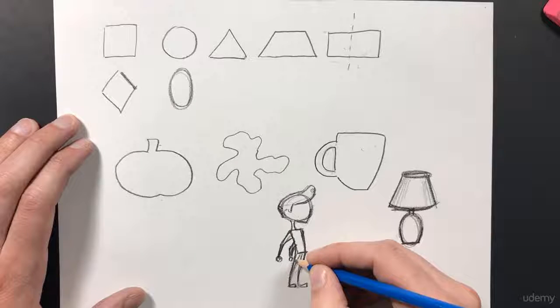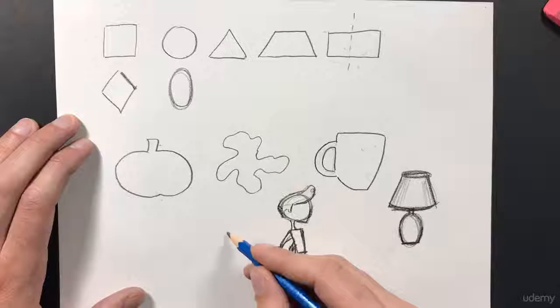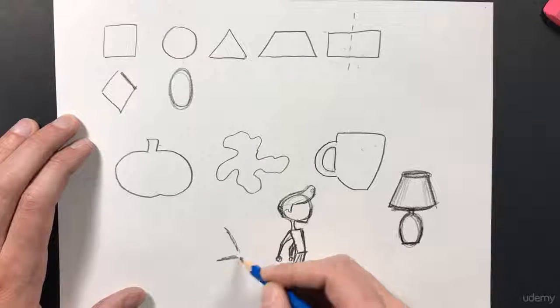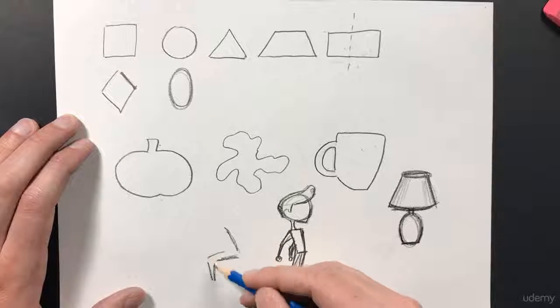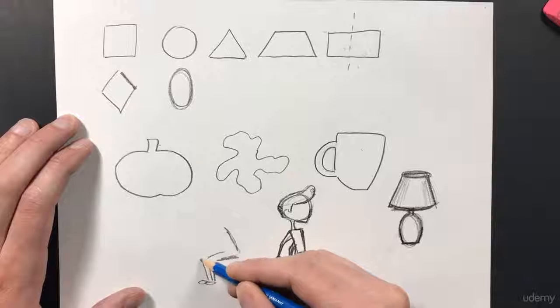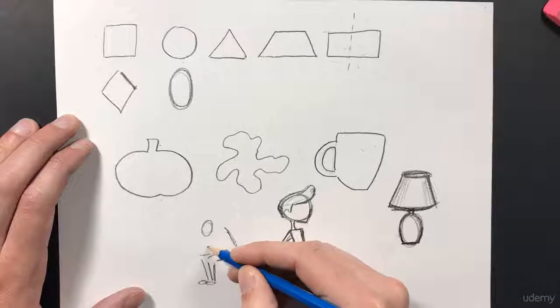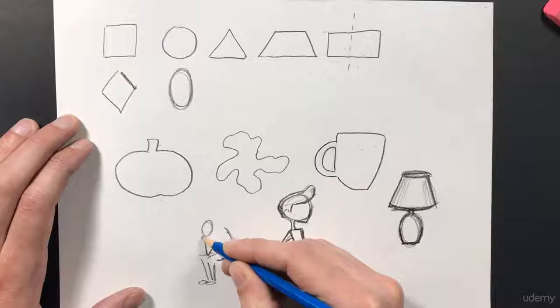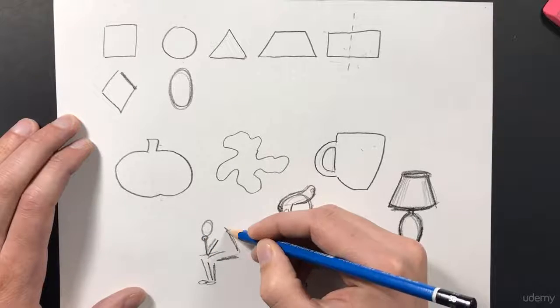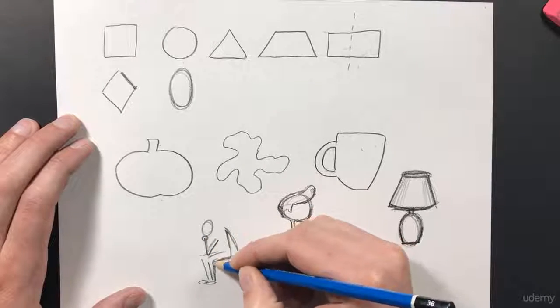Where are some other places you would see negative space? Well, let's say that we have a guy sitting on a bench, okay? And this guy's going to be thinking. He's going to have his head down like so, and he's going to have his arm out like this, and then it's going to be propping his head up, and his other arm will just be sitting next to him like so.